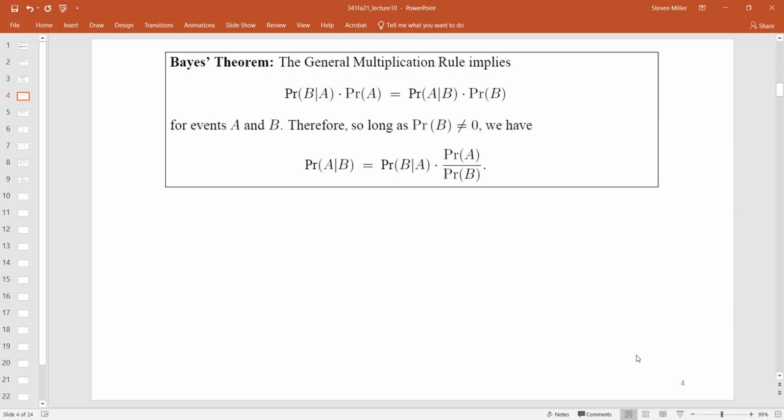So can somebody remind me, what's the connection between the probability of A given B and the probability of A intersect B? So how are they related?